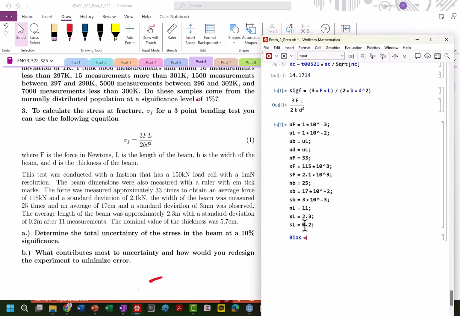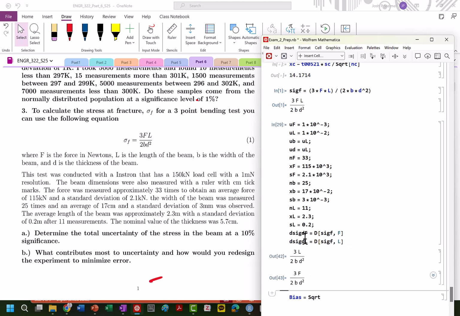So my bias is going to be equal to square root. Actually, I need to first define the derivatives. I'm going to have dsigdf, which is the derivative of sig f with respect to f. And then I'm going to shift enter these because I want to see these. So that's f. I'm also going to have an L, looks good, and I also am going to have with respect to B, and with respect to D.